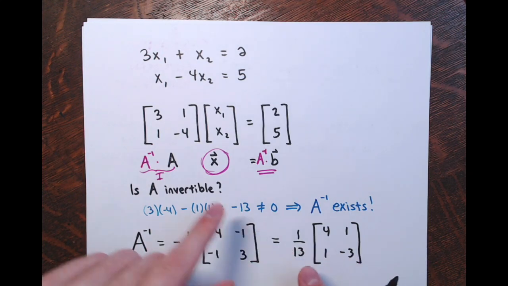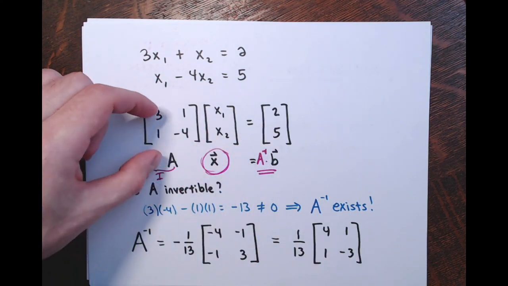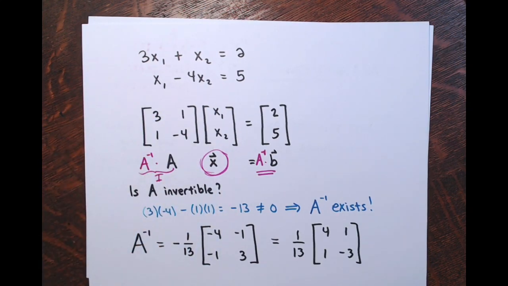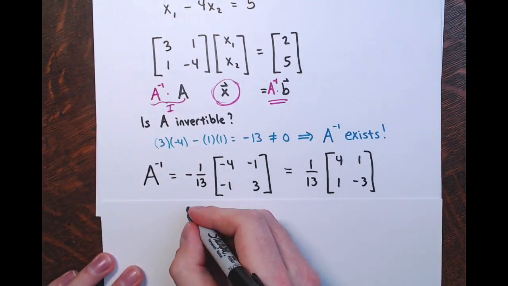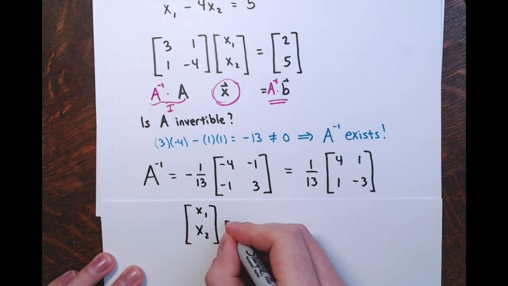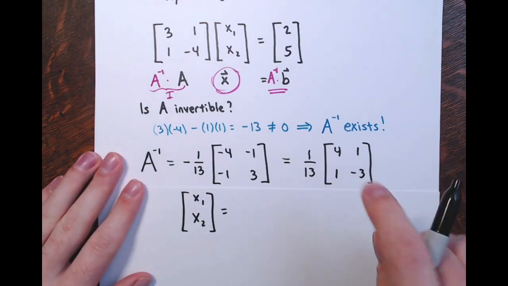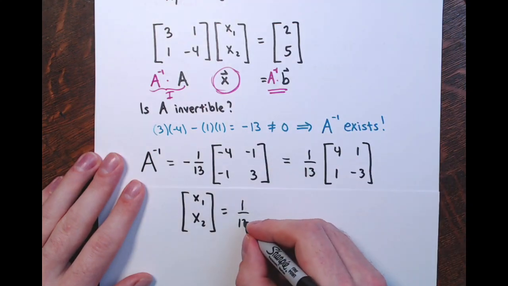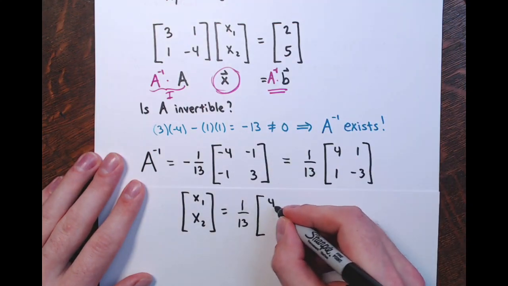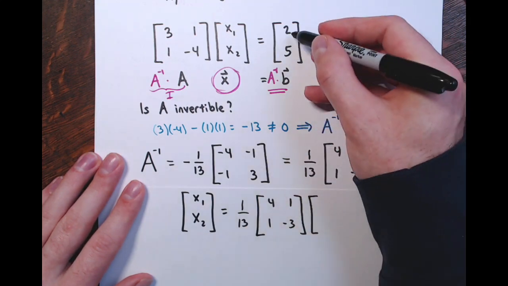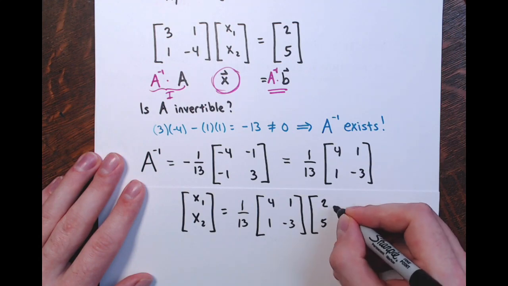I'm going to multiply on the left side. That'll turn this left side here into the identity matrix. So I'll be left with just the variables. Right? Just the variable matrix. So on the left side I'll have x1, x2 equals, and on the right side I'm doing A inverse times B here. So the A inverse is this 1/13 times the matrix 4, 1, 1, negative 3, times B, which is this constant matrix, the 2, 5.